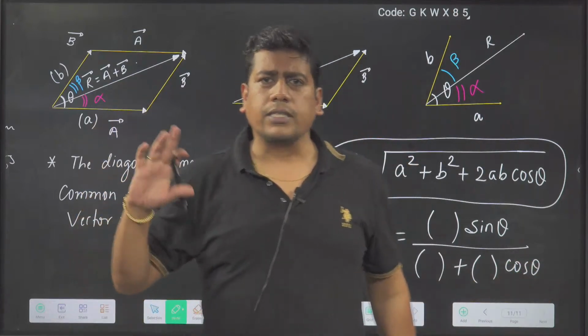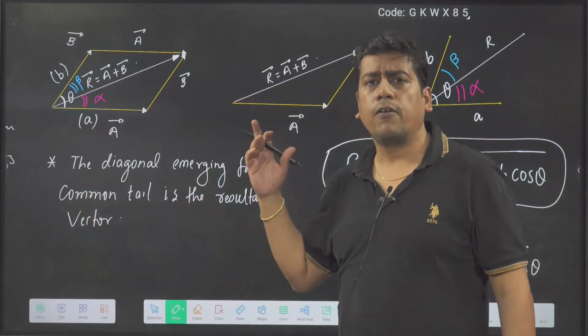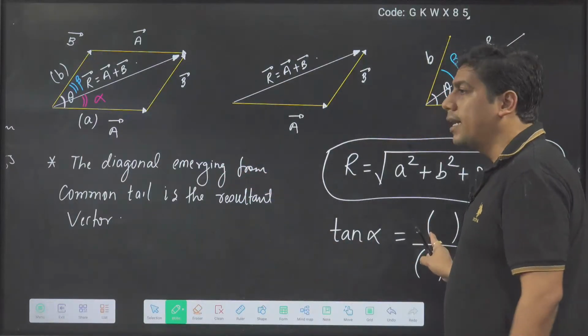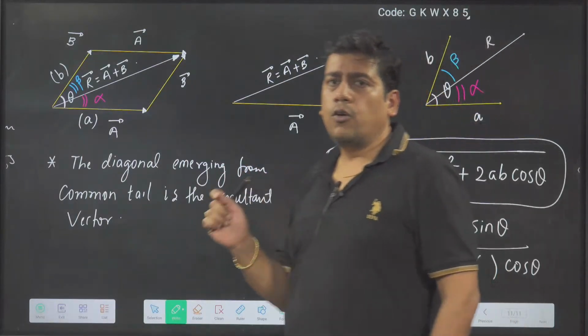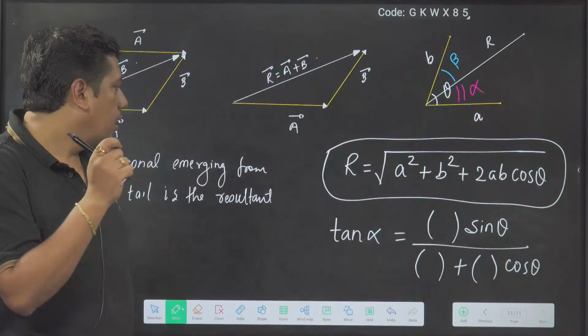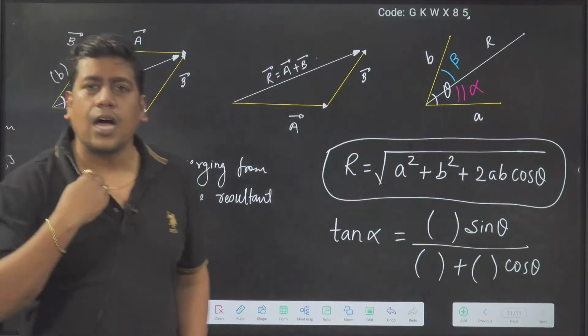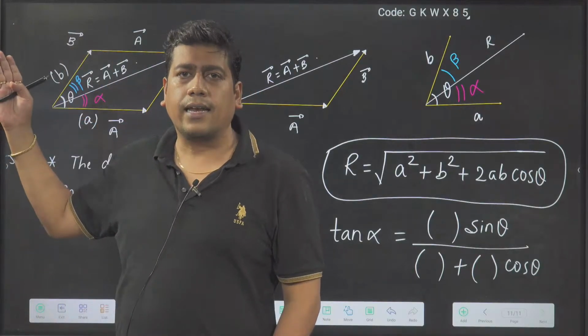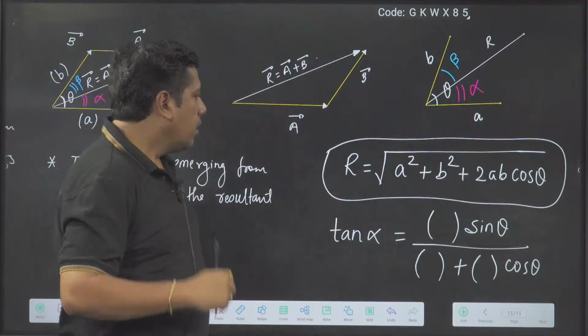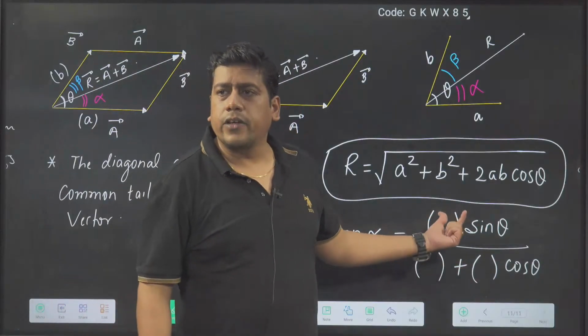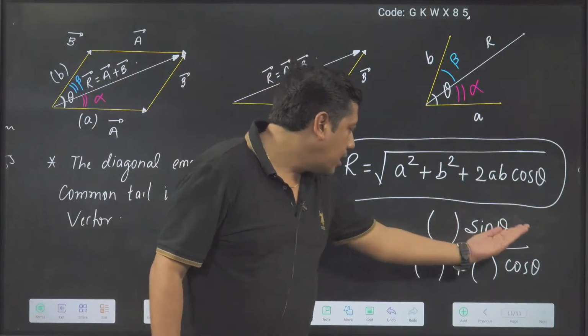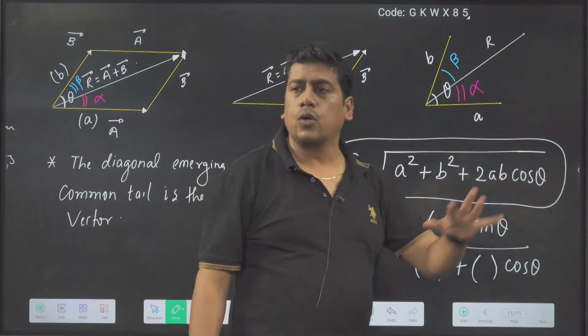See, I can do the derivation, but you will forget. That's why I'm saying remember the formula. I'm trying to tell how to remember this formula, or at least how I remember, because I do not derive it again and again. Okay? You have to remember the format: something into sine theta divided by something plus something into cos theta.